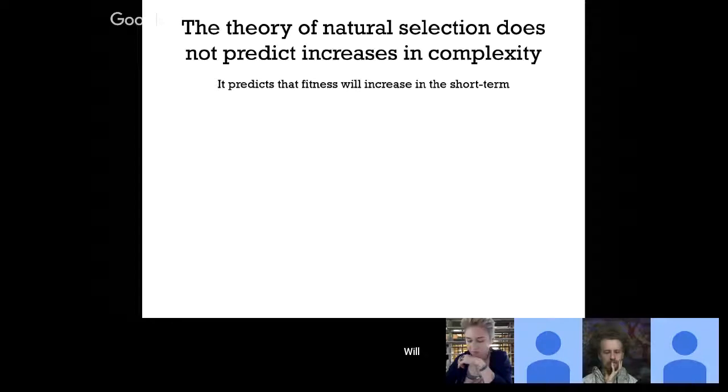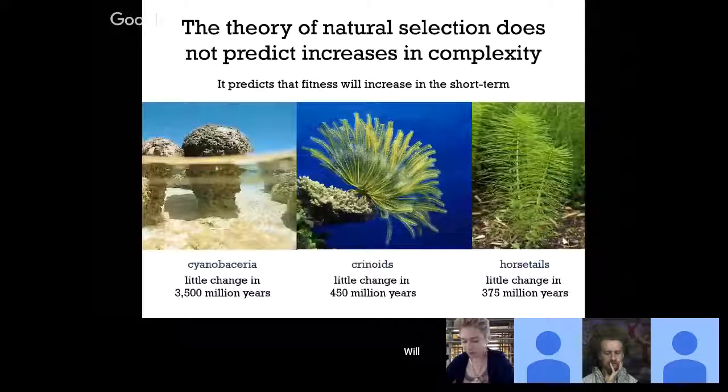And so it's also worth noting that there's really no evolutionary prerogative in a Lamarckian sense to become more complex over long periods of time. Many lineages have stayed just as complex as they were long ago. So cyanobacteria, for example, still form stromatolites, much like they did 3.5 billion years ago. Crinoids have changed little since the Silurian, and horsetails have changed little since the Devonian.